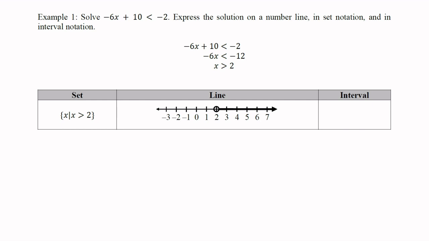On a number line, we are going to do an open dot on the 2 because there's no equals to, and we'll shade to the right since we're greater than. And in interval notation, we'll indicate the interval from 2 to infinity, where we do not include the 2 since we do not have an equals to.